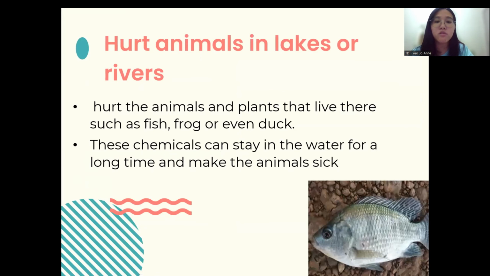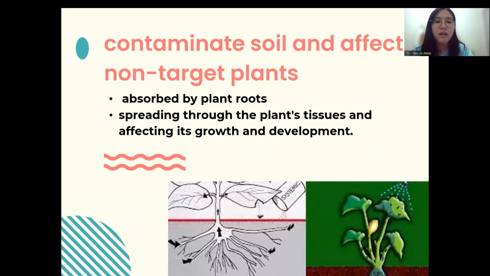When chemicals used to kill bugs and pests get into rivers and lakes, they can also hurt the animals and plants that live there, such as fish, frogs, or even ducks. These chemicals can stay in the water for a long time and make the animals sick, which can cause problems for the whole food chain. This means that the harmful effect can build up over time and make things worse for the environment.